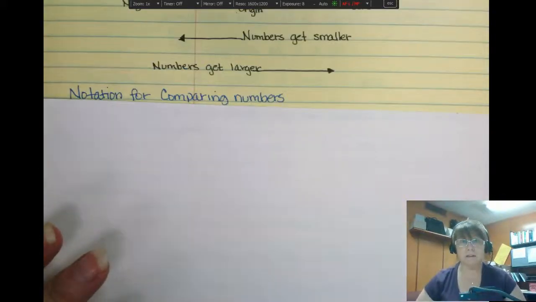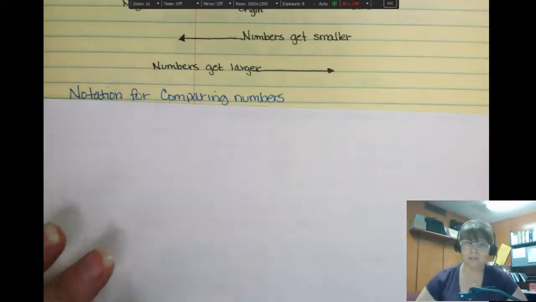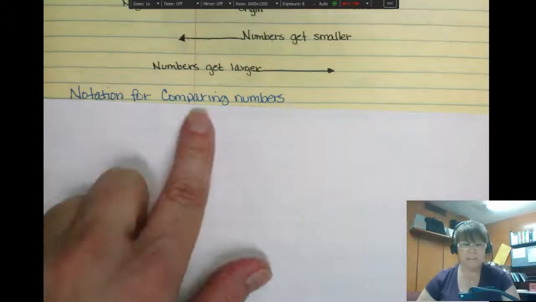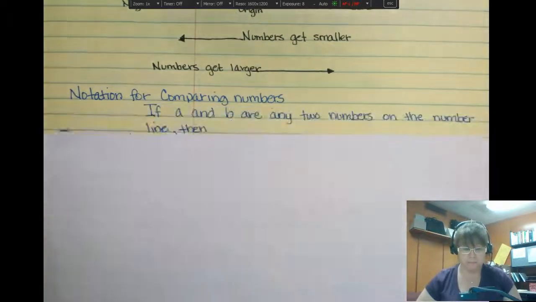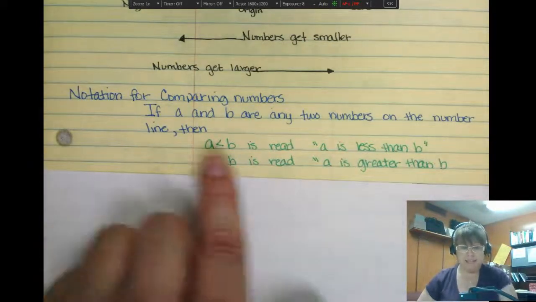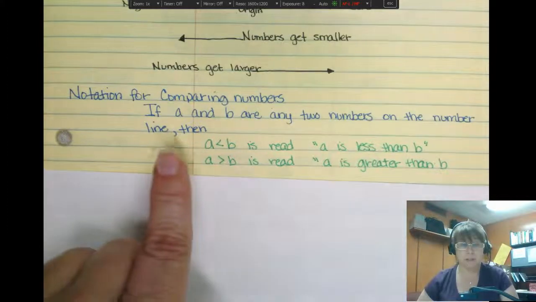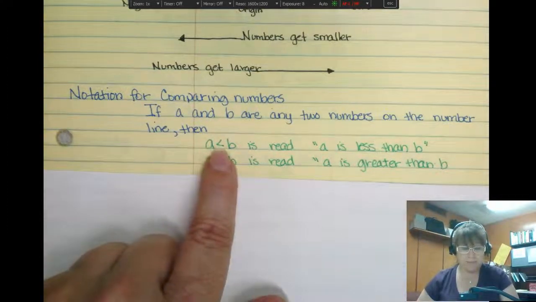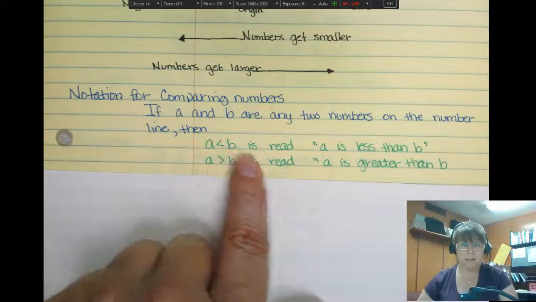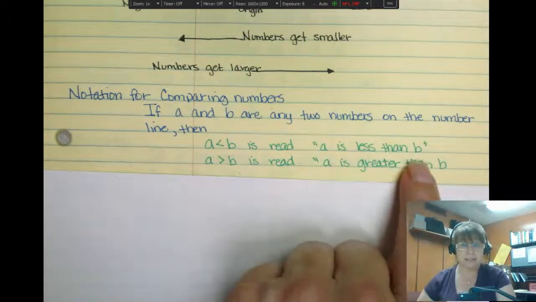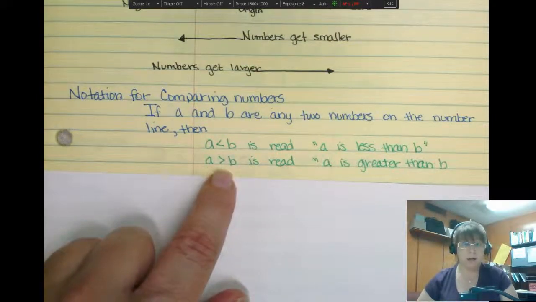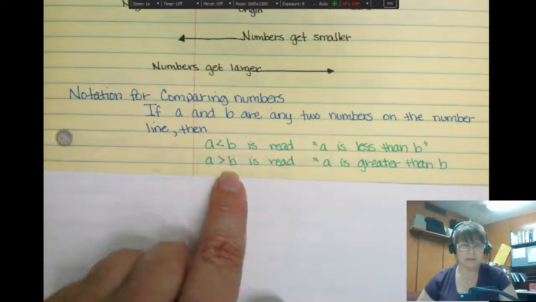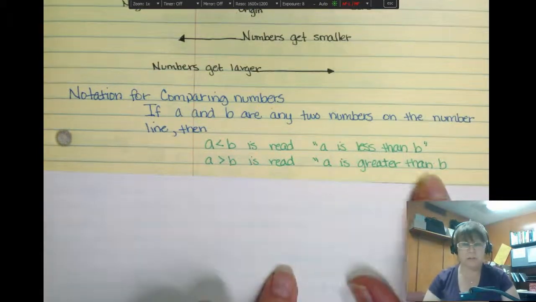Now when we talk about numbers that are smaller and bigger, we're actually comparing numbers, and we have some notation for comparing numbers. We say if A and B are any two numbers on the number line, then A, with this little arrow, B is read A is less than B. A, with the arrow pointing in the opposite direction, B, is read A is greater than B.